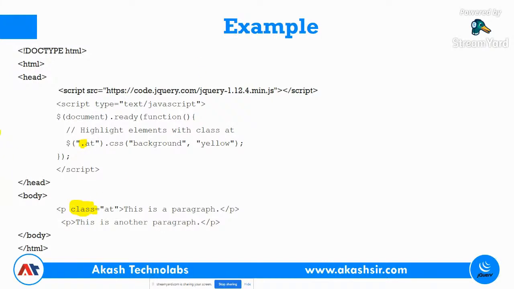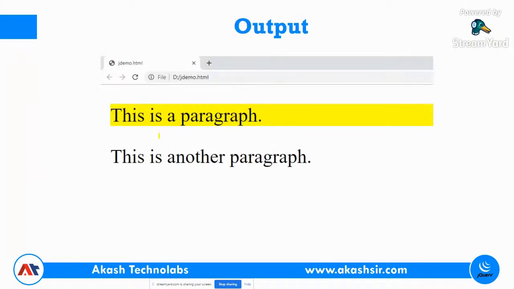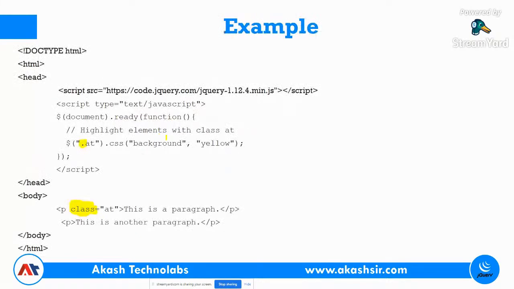So previously we have used ID. For ID we have to use hash, and for class we have to use dot. I hope you are getting this point very well. So I think without implementing this, you can refer from the slide. Okay, so you can see the color is changed. This is a paragraph. Why? Because here we specified the color is yellow. So you can identify it's totally different from the previous one.